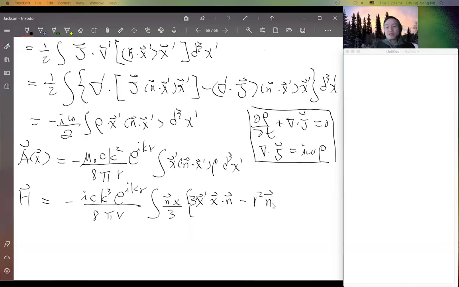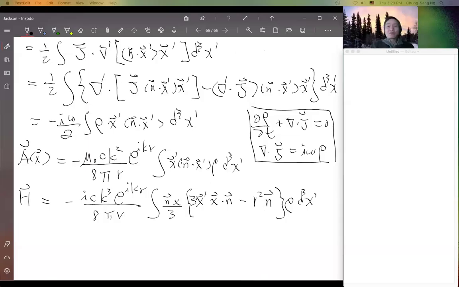And the reason we can substitute that is because n cross n is 0. So you just add a 0 term here, so that doesn't matter. And multiply by rho dx prime. Okay, so now we get a form that becomes familiar.